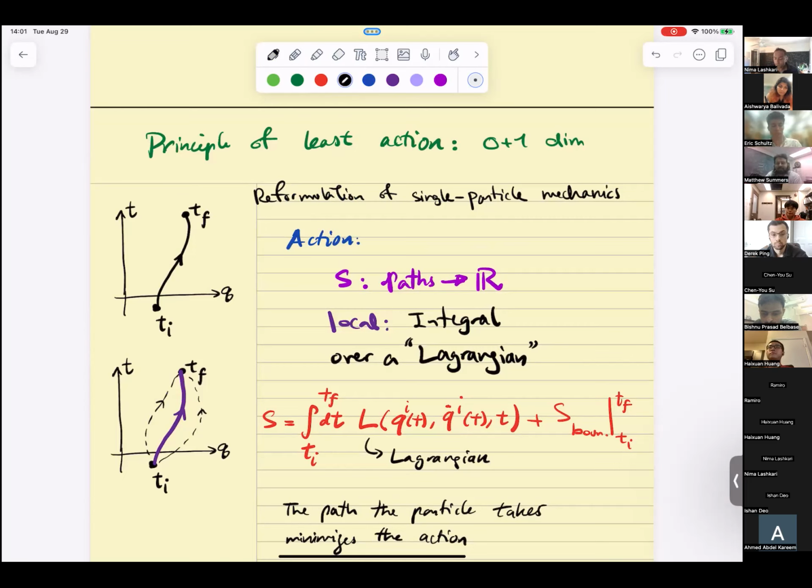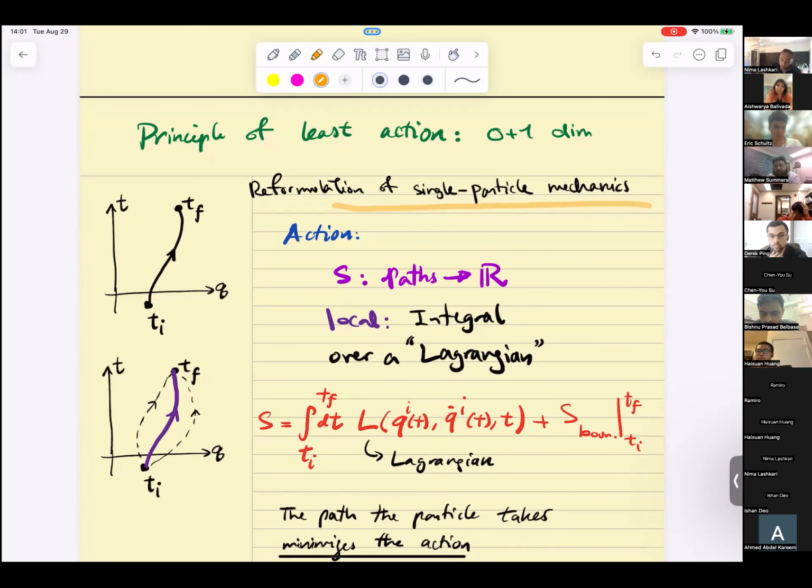That's the idea. What is this? This is a reformulation of classical mechanics. So for example, in the case of a single particle, all we're doing is reformulating single particle mechanics in a way that is elegant, makes locality manifest, and makes symmetries manifest. Right? That is the idea.